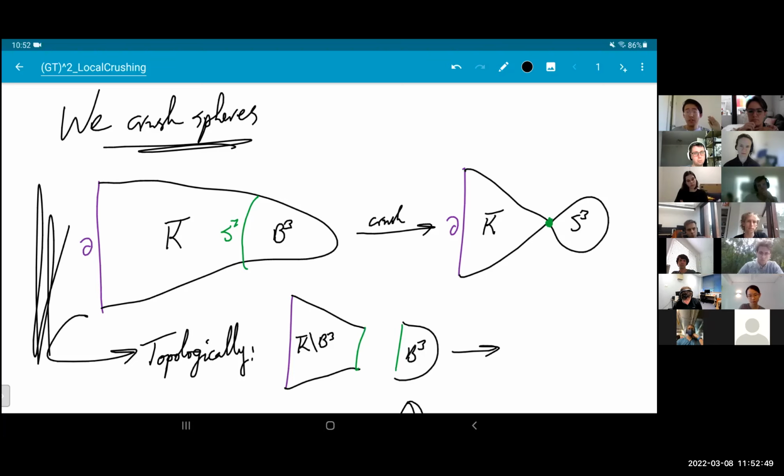If you find a disk, you crush the disk, which cuts along that disk. If it's a separating disk, it cuts your handle body into two smaller handle bodies, or it reduces the genus. It's one of the two things. And so you just keep doing this. There's a complexity that will decrease every time you do this: either you cut it into smaller pieces or you reduce the genus. You keep going until you stop, and either you prove that you had a handle body, or you get to a point where you can't find any more of these spheres or disks, which means you're not a handle body, basically.